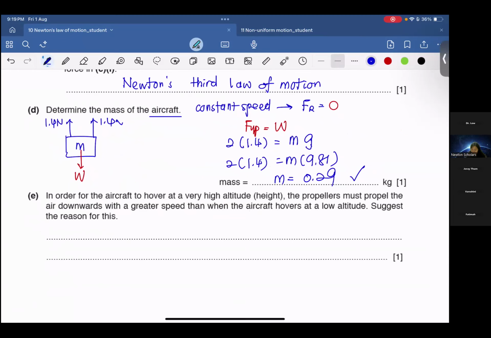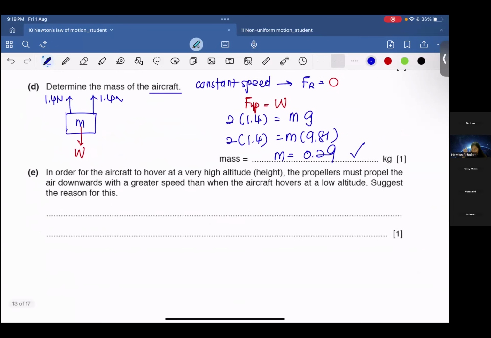In order for the aircraft to hover at a very high altitude, going up, the propeller must propel the air downward with a greater speed. It needs to have a greater speed compared to the low altitude. At the low altitude, no need to be so fast. Just now the speed we were using is 7.6 meter per second. Right now we need greater than 7.6, maybe we need 10.